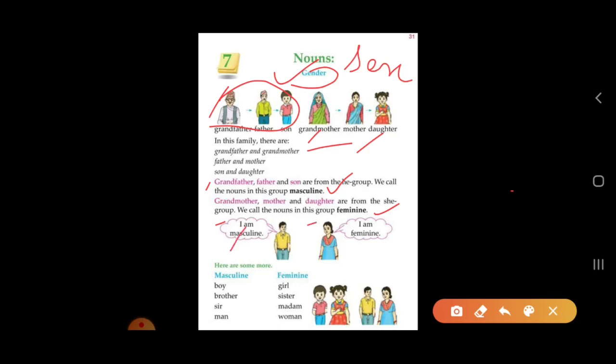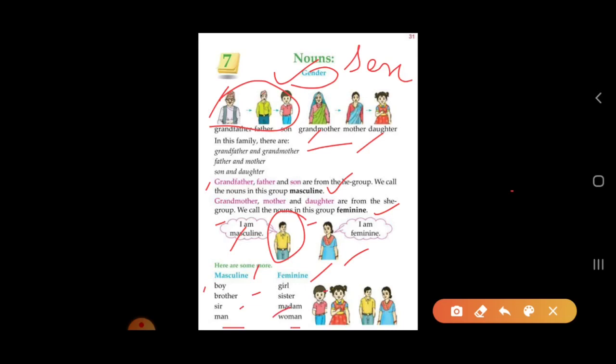Here you can see that there is a boy and he's being asked what the gender of that boy is. As a gender he is giving the reply that I am masculine. And here's a girl, what is she saying? She's saying that I am feminine. Here are some more examples of masculine and feminine nouns: boy and feminine of it, girl; brother, sister; sir, madam; man, woman.